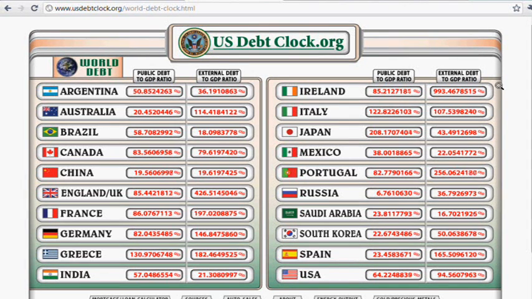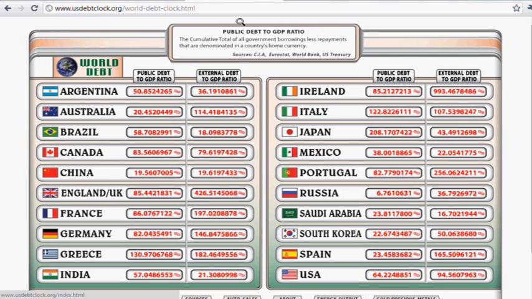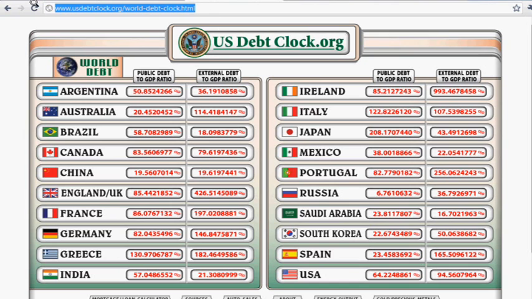This is the U.S. debt clock for world debt. 20 different countries with the ratio of external and public debt. This can be found at usdebtclock.org/world. Whatever that slashy thing's called, debtclock.html. All the links used are in the more information box.